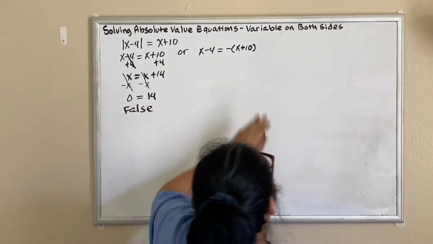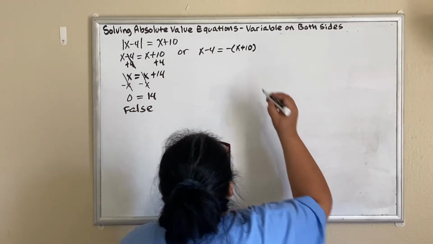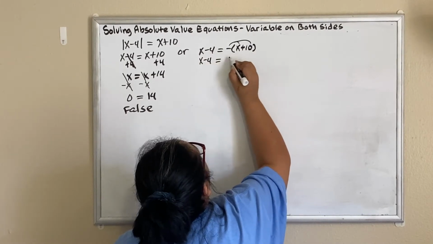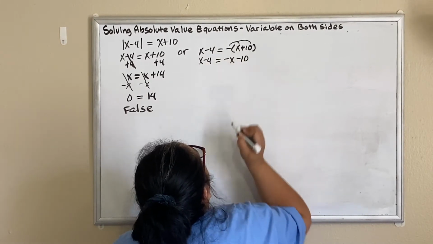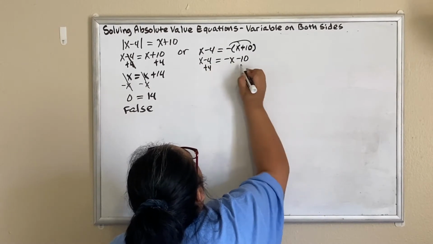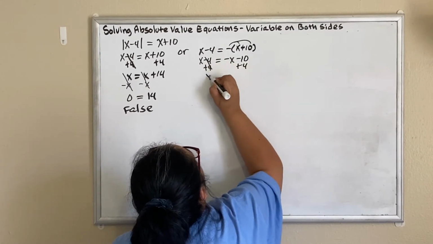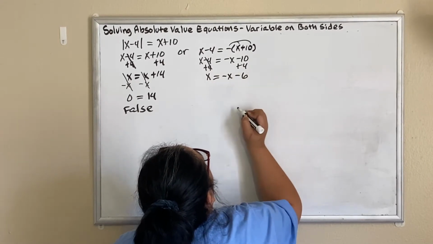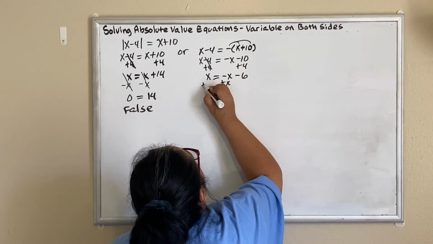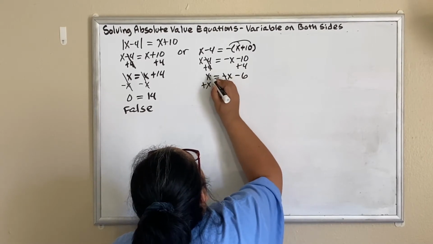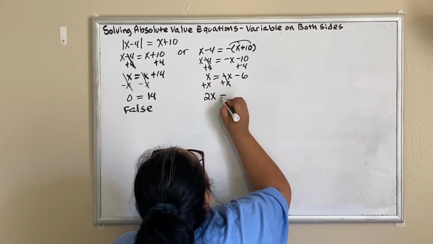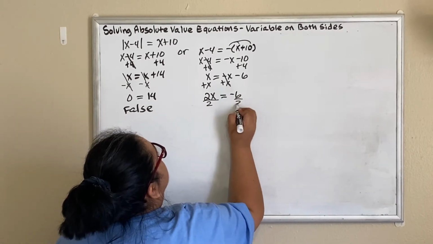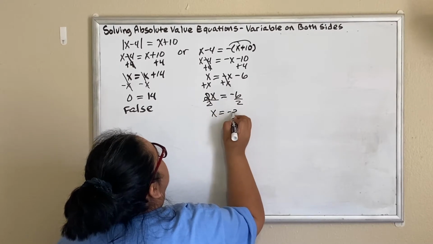Now on the second equation, let's go to this one now. We can distribute the negative and we'll get x minus 4 equals a negative x minus 10. So now if we solve, we're going to add 4 to both sides, eliminating the 4. We get x equals negative x minus 6. Then we're going to add x to both sides, eliminating this x, and we get x plus x is 2x equals negative 6. So now we divide both sides by 2, and we get x equals negative 3.